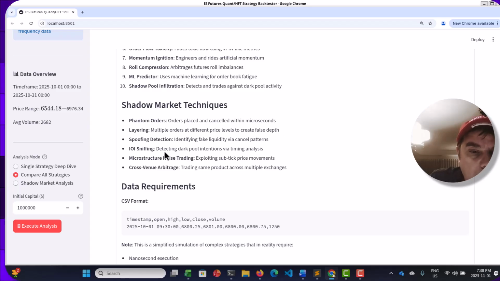So here again, this is using true high frequency trading in the data center, co-located, also with the very nanosecond type of data, 300 level. So these are the kind of strategies we can run. Okay, phantom order, layering, spoofing, IOI sniffing, microstructure noise trading, and cross-venue arbitrage. So generally, cross-venue would be through Singapore for reasons. Watch the video. IOI is indicators of interest as well. Spoofing detection, identifying fake liquidity via the cancel pattern. So that might be okay as well.